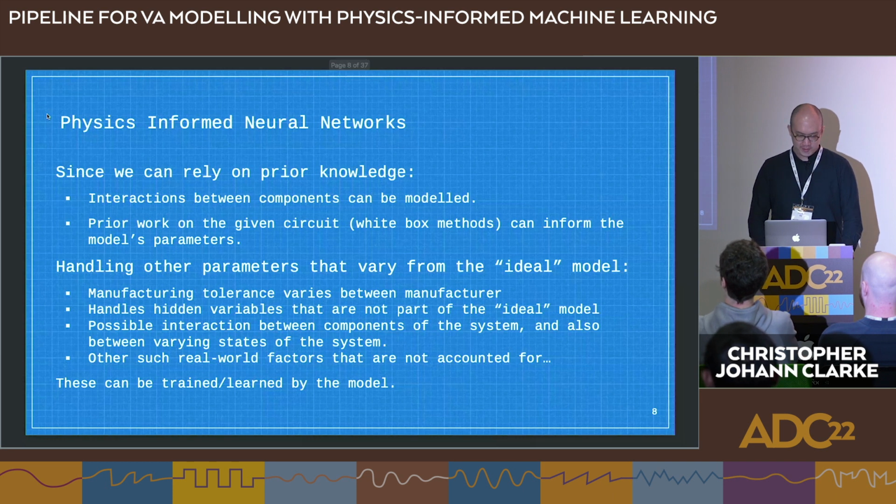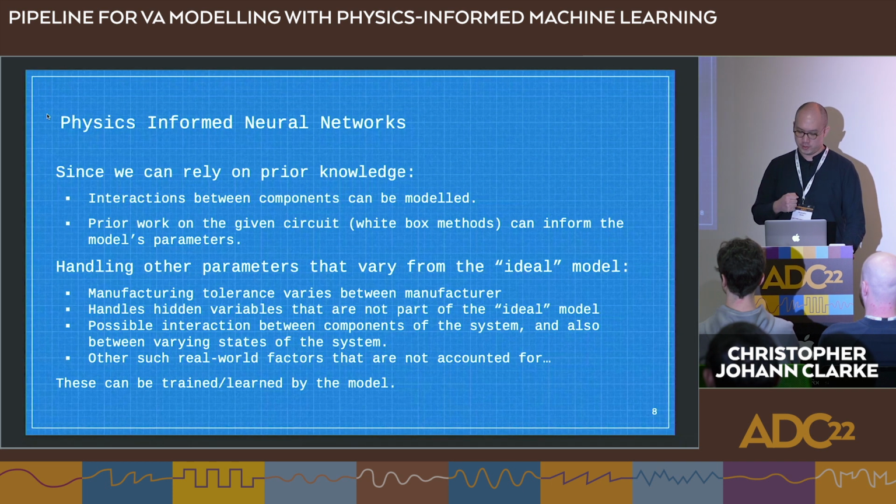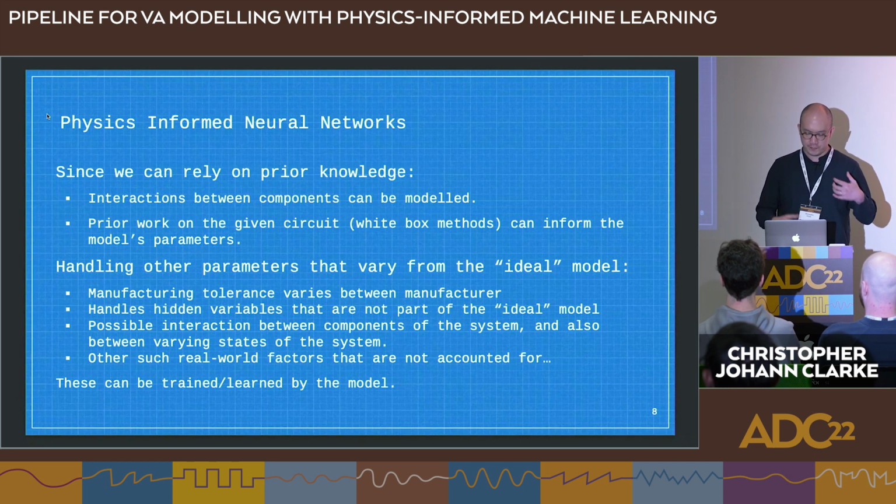In utilizing the physics model, we are also able to feed the model with information about the interactions between components. And conveniently, the model might also handle other parameters that our physics model does not account for, such as manufacturing tolerances, hidden variables that are not part of the ideal physics model, potential interaction between components and states, and other such real-world factors.